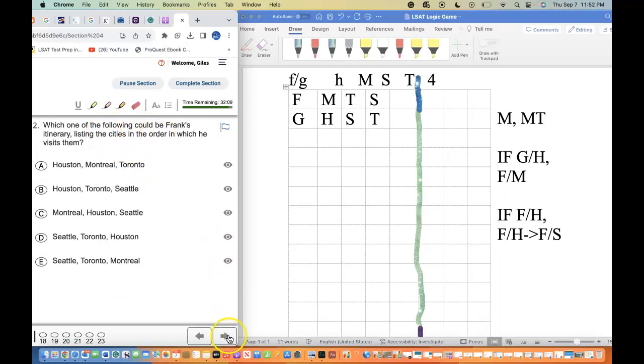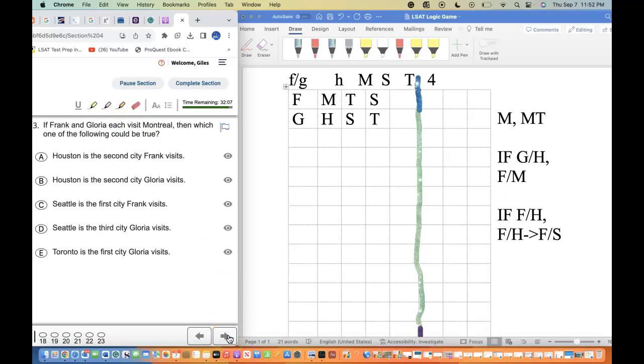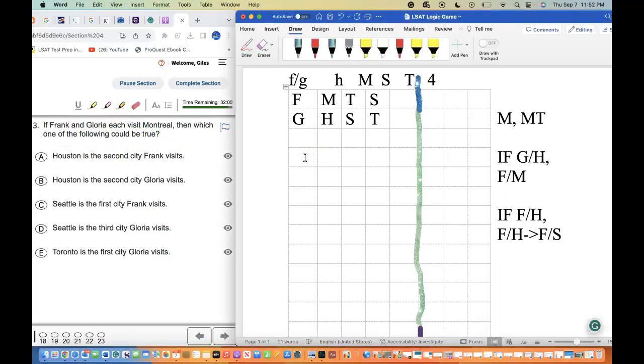Now I try to look for a question that's more specific, rather than one like which of the following could be Frank's itinerary listed in order of the cities. If Gloria and Frank each visit Montreal, then which of the following could be true? So let me go ahead and practice this one right now.